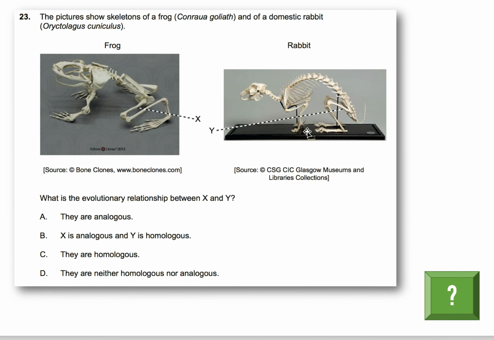Okay, good. Next one. The picture shows skeletons of a frog and a domestic rabbit. Okay, so these are just the scientific names, so don't worry too much about them. So here we have the frog, here we have the rabbit. So they're pointing at the limb. Okay, X is the limb of the frog, Y is the limb of the rabbit. Now, what is the evolutionary relationship between X and Y? So the leg of the frog and the leg of the rabbit. A, they are analogous. Okay, so it's not A because analogous means same function, different structure. So we know these are a similar structure, but they have a different function, right?